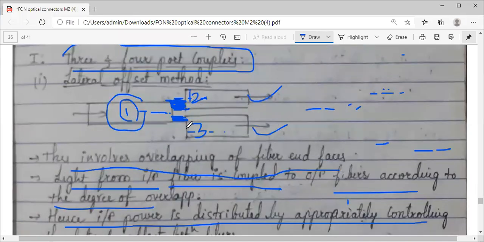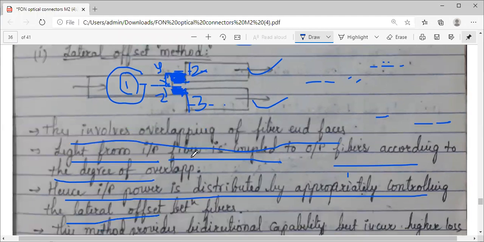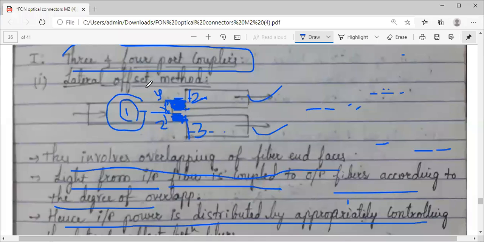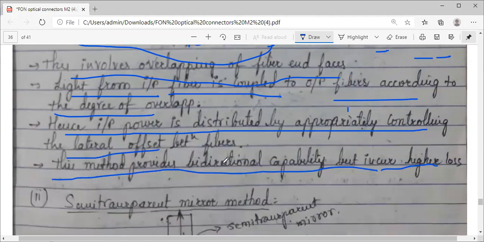This positioning of the second and third fibers depends on how much distribution you want, more or less. By controlling these offset values, say y and z, you can control the amount of distribution of the power. This method provides bidirectional capability, but it will incur higher loss. This is one of the disadvantages of the lateral offset method. If you couple like this, you have one port, this is your second port, this is your third port. So this is a 3-port coupler.